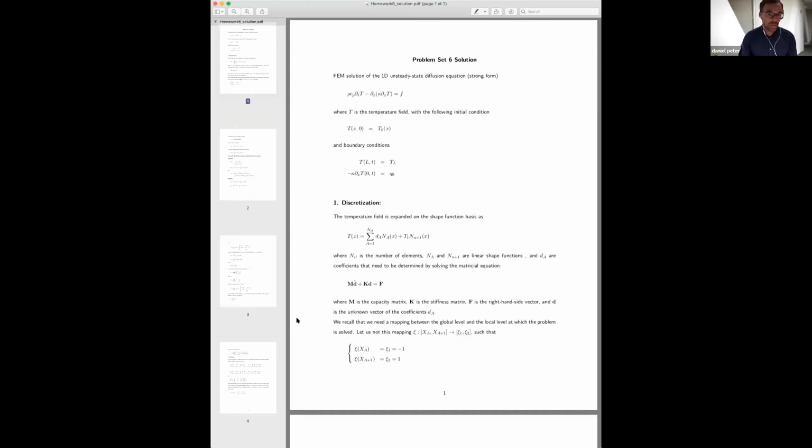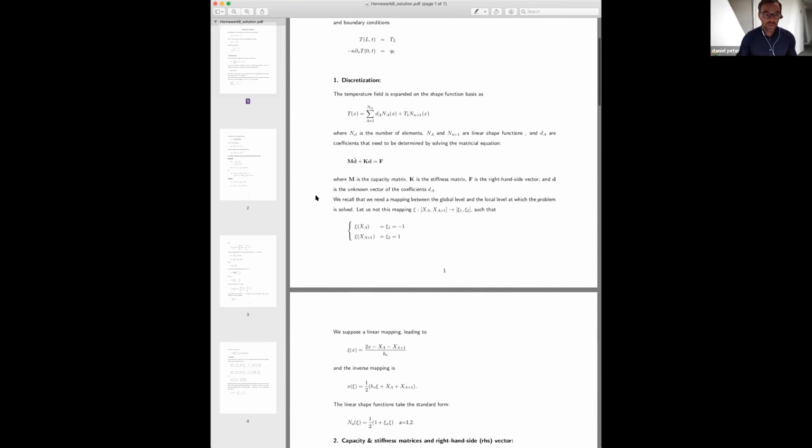The PDF, I can quickly show you that, and we can go through it quickly. It would look like this one. So here we have the problem set 6, the solution to it. It starts again with stating the initial equation, the diffusion equation, which for this home set is time dependent. So it's the unsteady state diffusion equation. And then the boundary condition and the initial conditions.